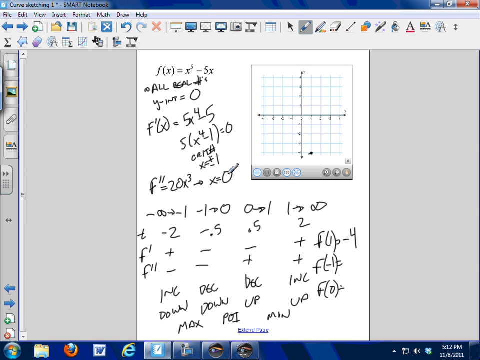The f of negative 1, so I'm going to get negative 1 minus negative 5, so that's like negative 1 plus 5, so that's like positive 4. Oops, up here. Positive 4, so negative 1, comma 4. That's another point. And the f of 0 is 0, so we're going to go through there. Okay, so now let's try to make this work out.